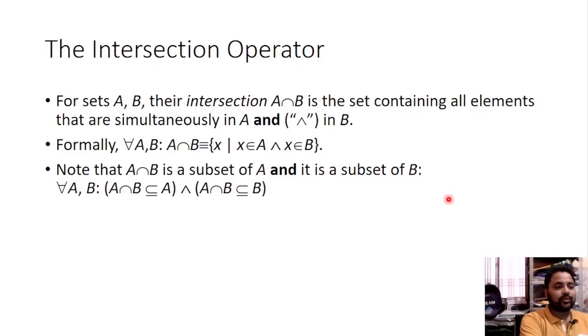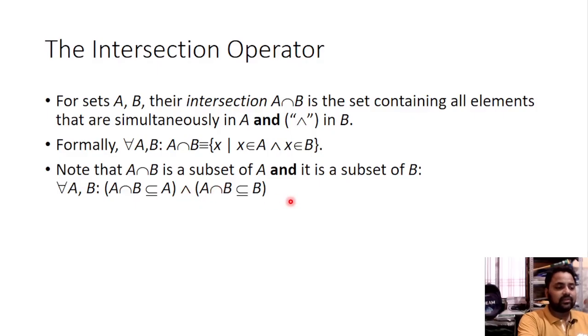Like for the intersection operator, for sets A and B, their intersection A ∩ B, this is the inverted symbol of union, is the set containing all elements that are simultaneously in A and in B. Formally, for all A, B, A ∩ B = {x : x belongs to A and x belongs to B}. Note that A ∩ B is a subset of A and it is a subset of B. For all A, B, A ∩ B is a subset of A and A ∩ B is a subset of B.